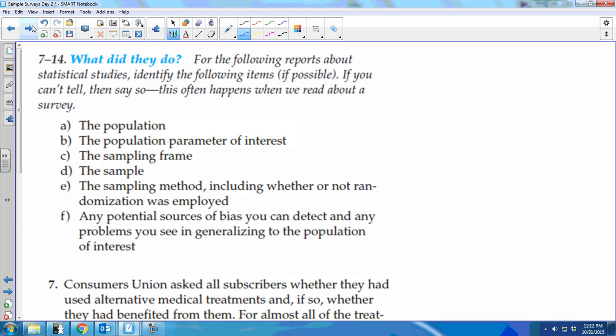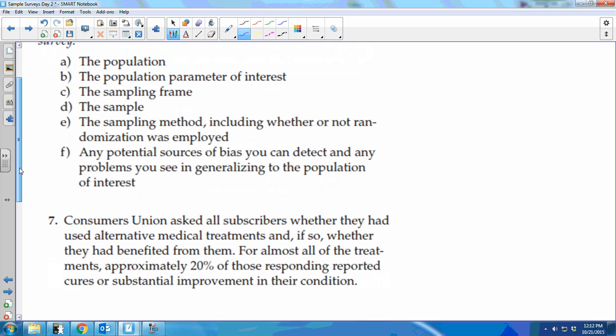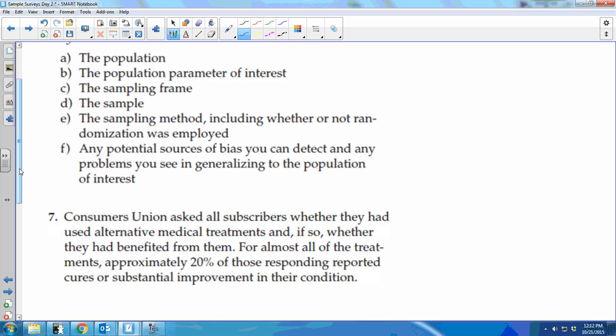Okay, one more. For the following reports about statistical studies, identify the following items. If you can't, then it's fine, because you can't tell everything about a survey. Consumers Union asked all subscribers whether they had used alternative medical treatments, and if so, whether they had benefited from them. For almost all of the treatments, approximately 20% of those responding reported cures or substantial improvement in their condition. So it wants us to identify the population. In this case, the population is probably all adults. They're probably trying to generalize to everybody that they can.